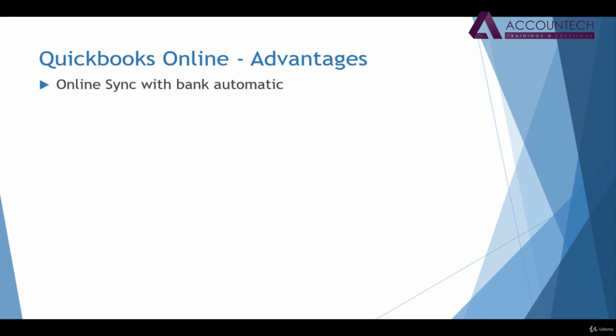One of the advantages of QuickBooks Online is that online sync with the bank is fully automatic. That means it automatically transfers your transactions from the bank account directly into your software. This can save a lot of time if you have hundreds of bank transactions in a day. You always have access to the latest version when you are using QuickBooks Online. That means anytime they make a software update, you will always have access to that latest version.